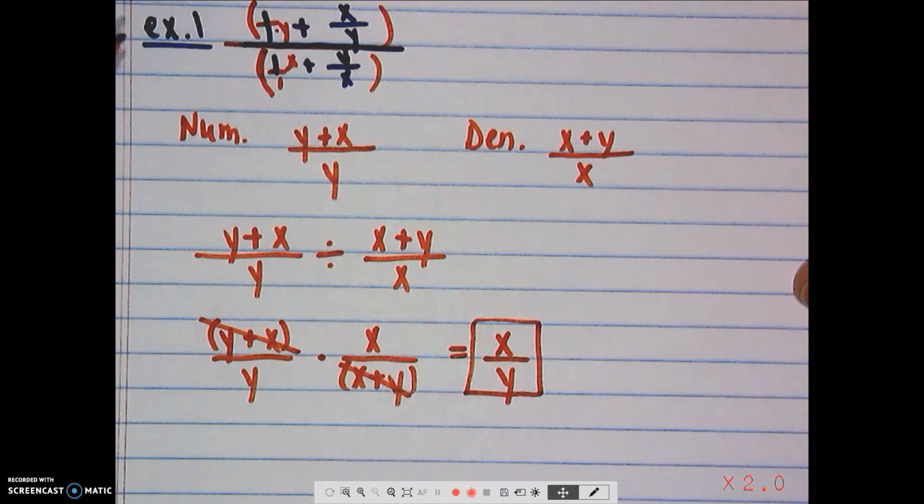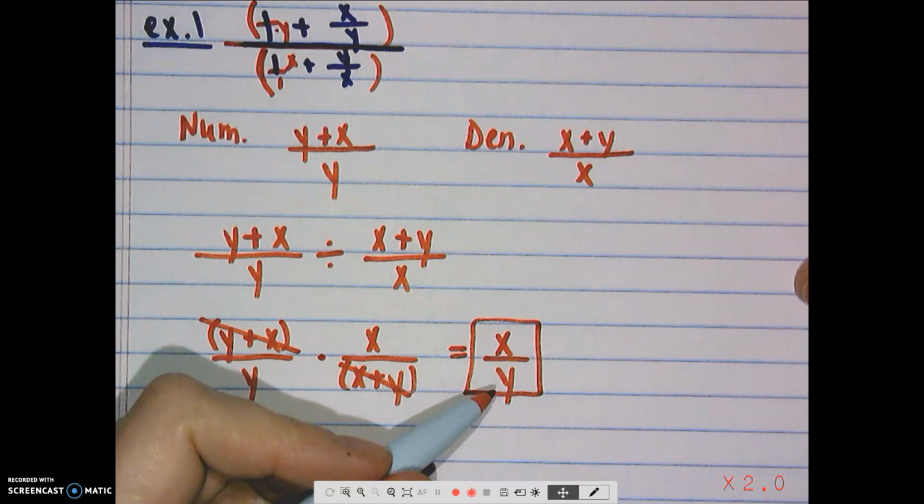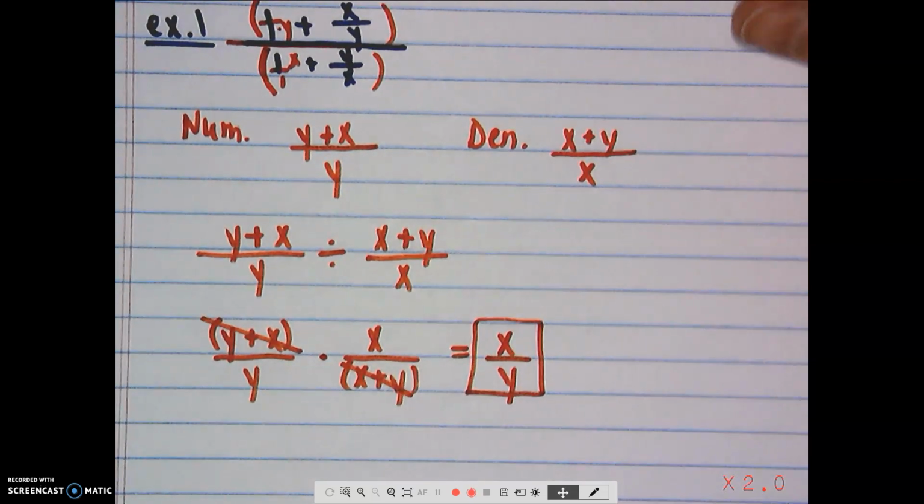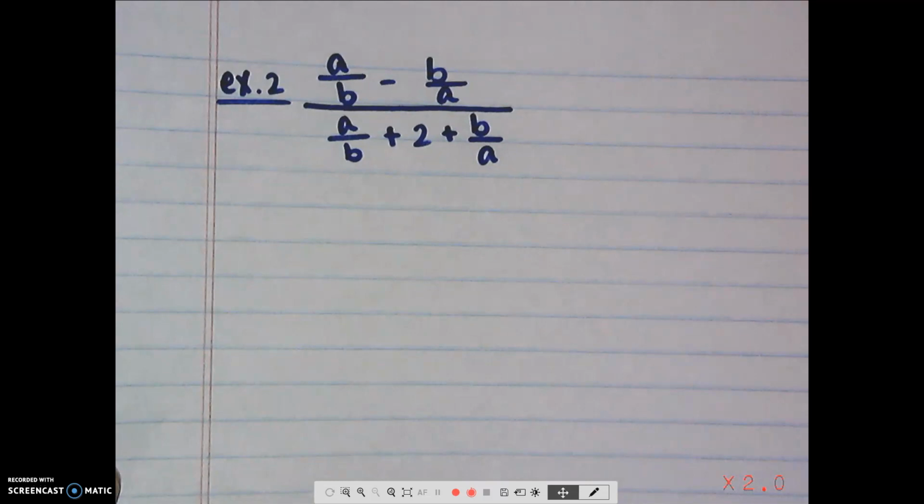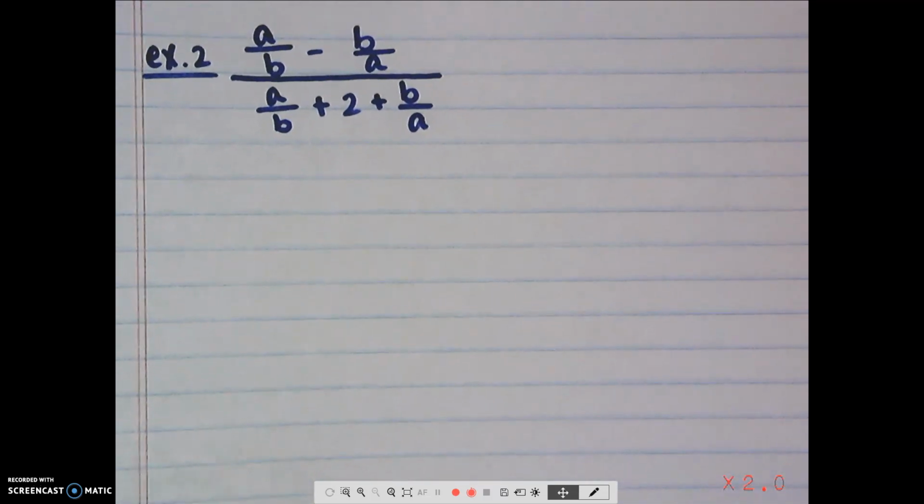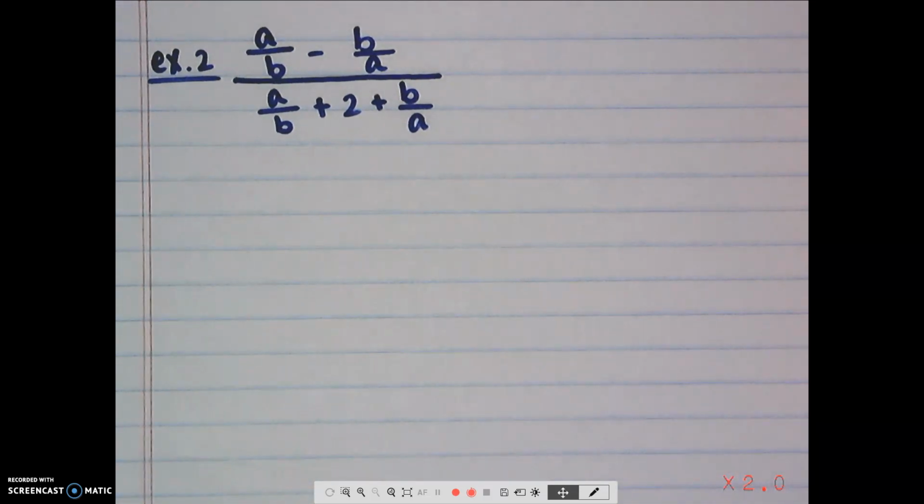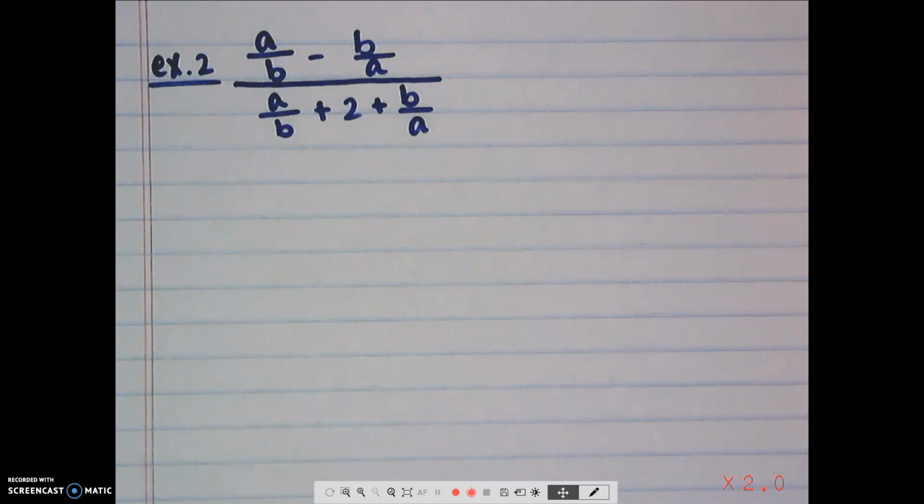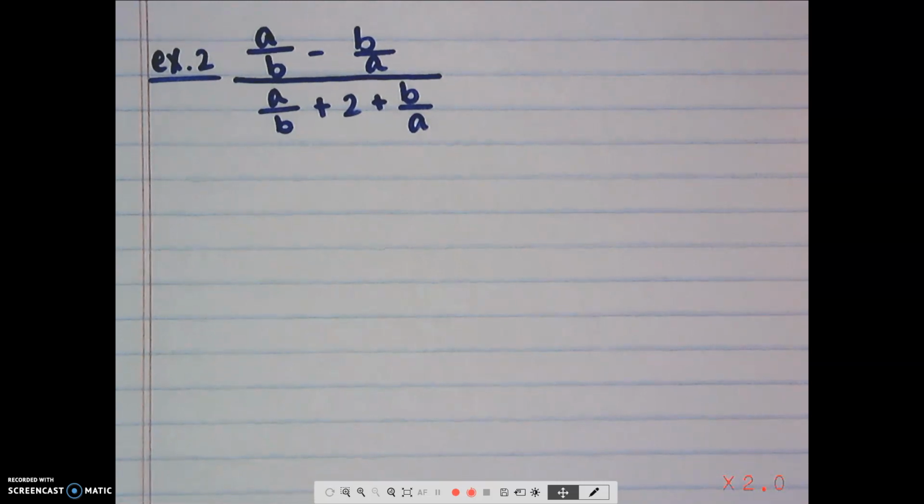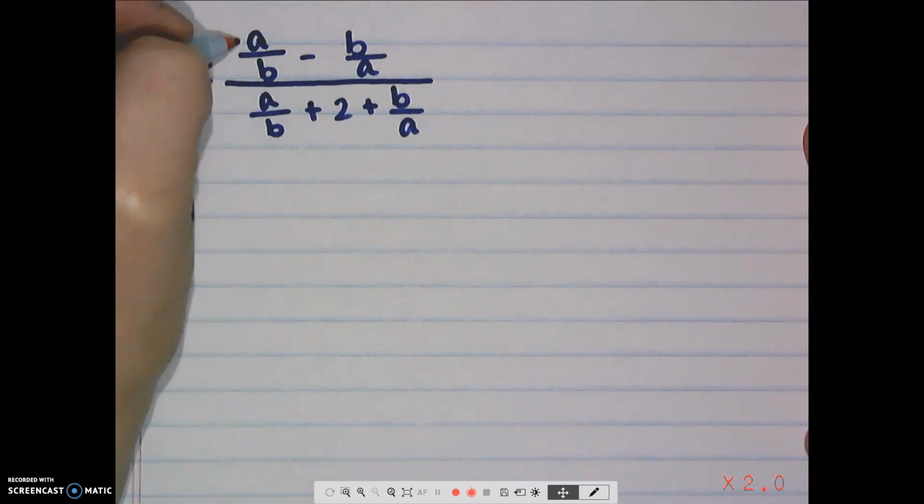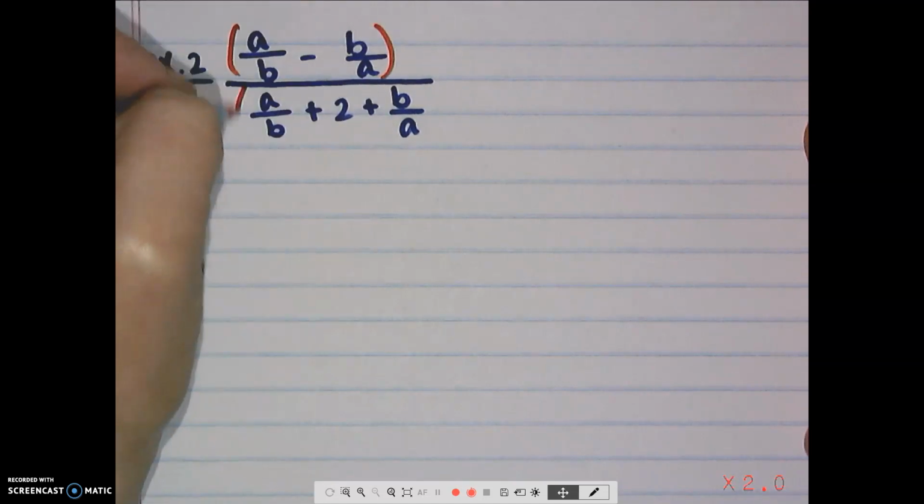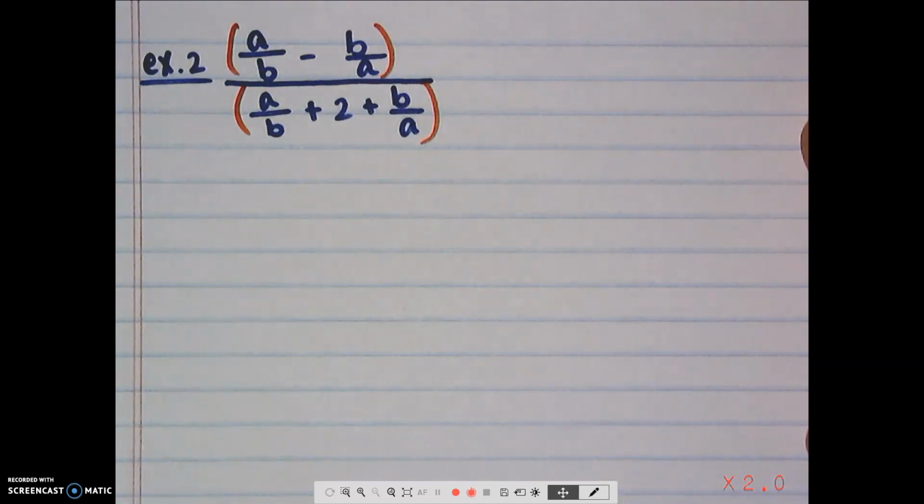Now, because these questions get a little bit more complicated and messy, we're not going to worry about restrictions for these. So you just have to work on simplifying them, okay? So let's take a look at one more. So we have a divided by b minus b divided by a, all divided by a divided by b plus 2 plus b divided by a. So again, you're taking things in pieces. There are implied parentheses that you should be doing everything in the numerator first, everything in the denominator second, and then working on the division.